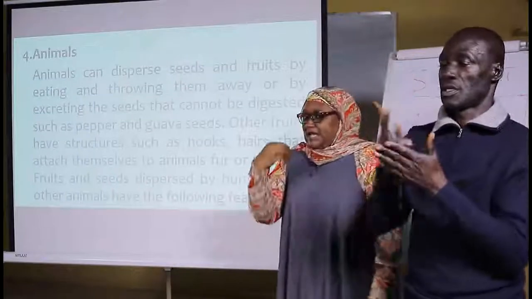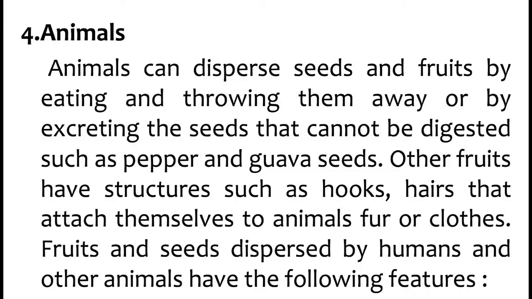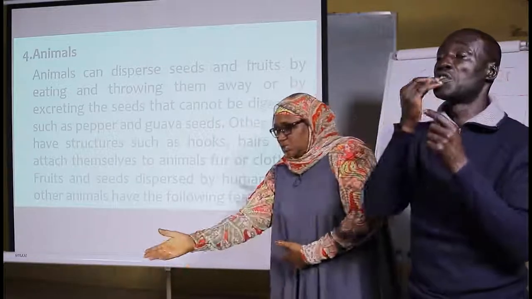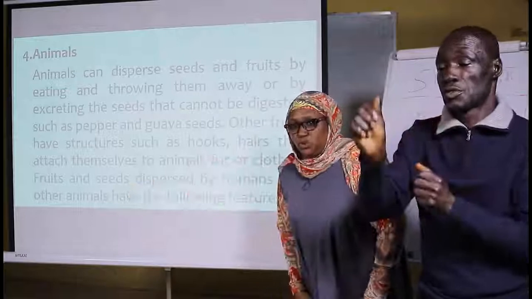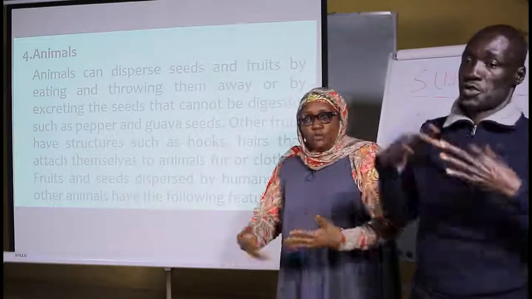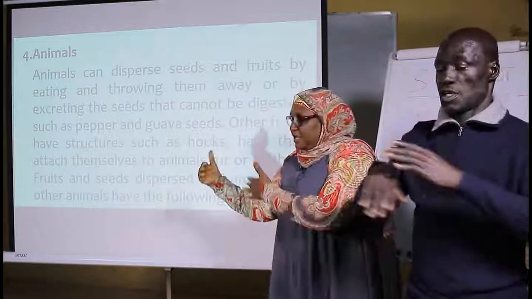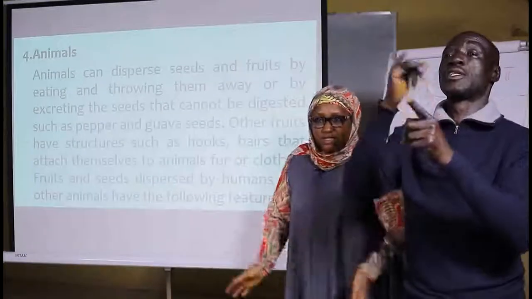Apart from eating and throwing away, we have those that have hooks and hairs. They have hooks or hairs, the fruit. So when you go close to the tree, even if you are not going to eat the fruit, when you pass through it, some of this fruit will stick to your clothes. And by the time you go home, you start to shake your clothes, you want to remove them. If you remove them outside where they find a suitable soil, it can easily germinate.